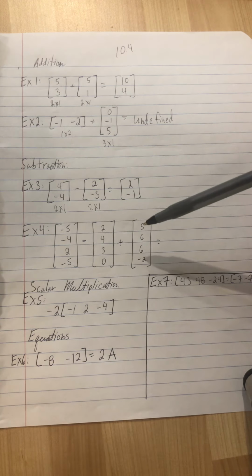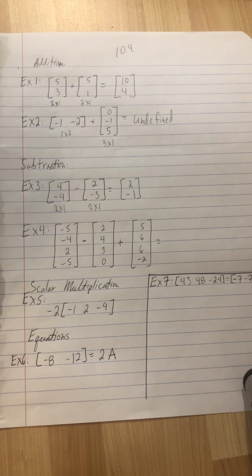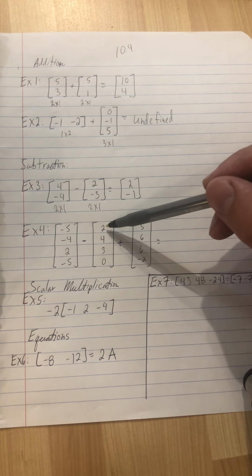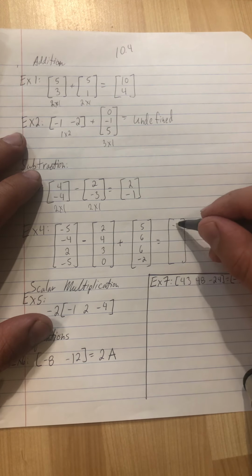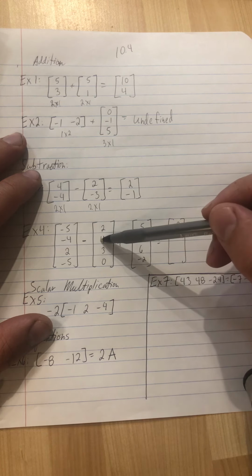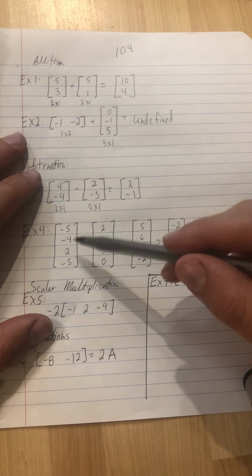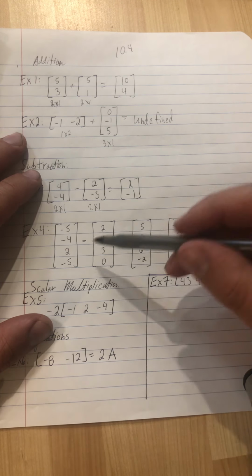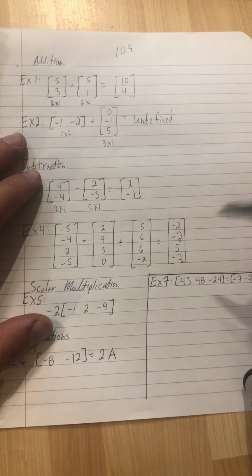Now this ties in subtraction and addition. This is 4 rows, 1 column, 4 rows, 1 column, 4 rows, 1 column, which is great. That means we can carry out the operation, so you just do it in the same positions. Negative 5 minus 2 is negative 7. Negative 7 plus 5 is negative 2. Next, negative 4 minus 4 is negative 8. Negative 8 plus 6 is negative 2. 2 minus 3 is negative 1. Negative 1 plus 6 is 5. Negative 5 minus 0 is negative 5. Negative 5 plus negative 2 is negative 7. And there you go.